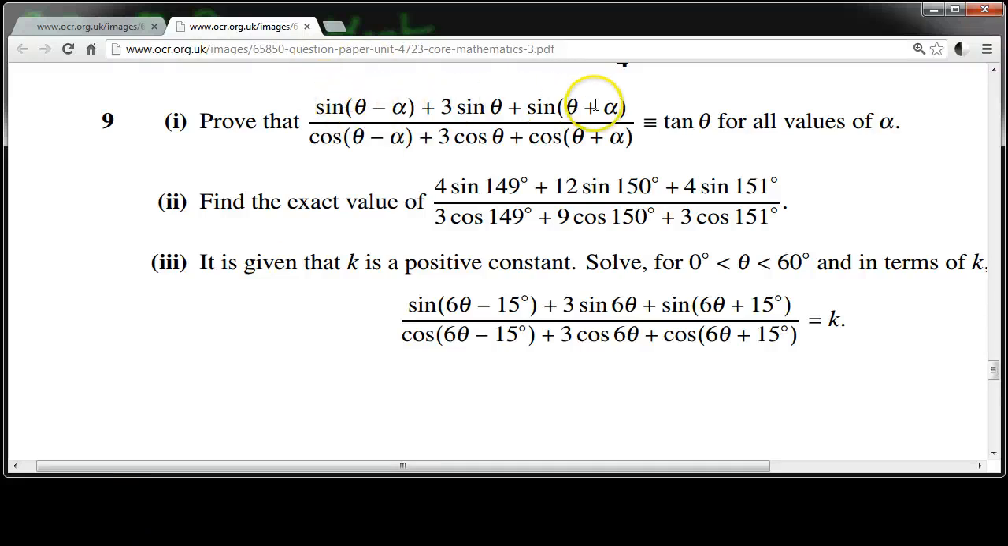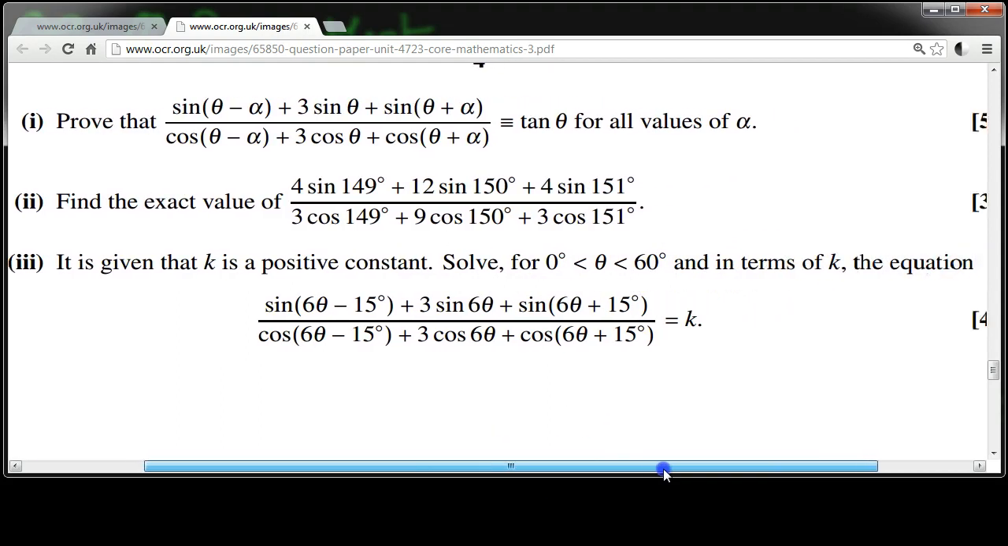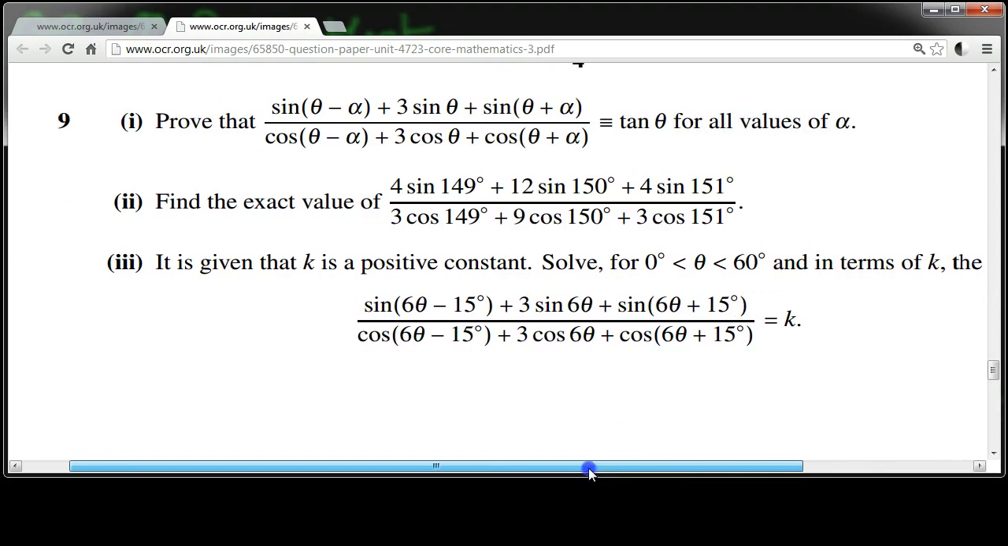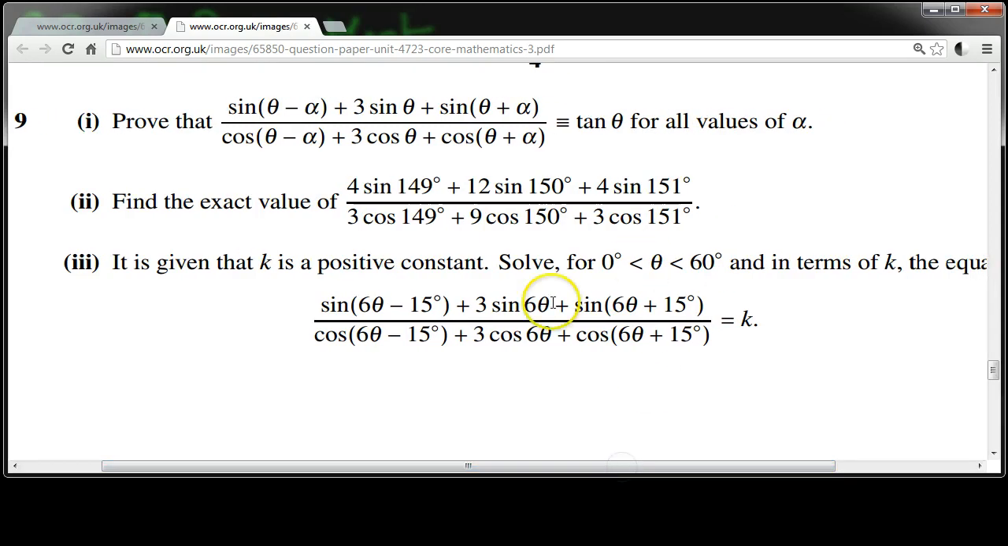Prove that this expression here is equivalent to tan theta for all values of alpha. Find the exact value of this expression here. It is given that k is a positive constant. Solve for theta between 0 and 60 degrees, in terms of k, the equation given here. This expression here equals k. So let's have a look at this then.